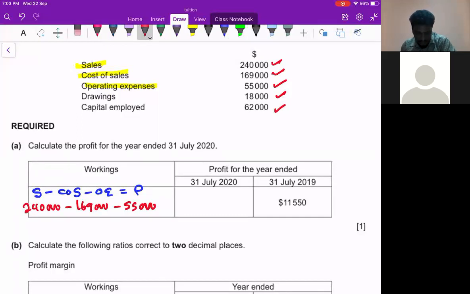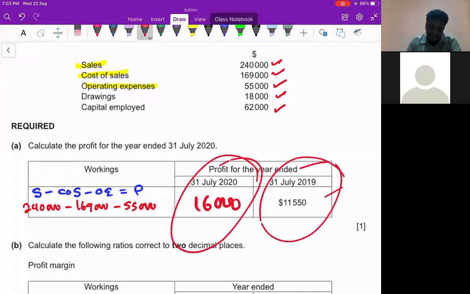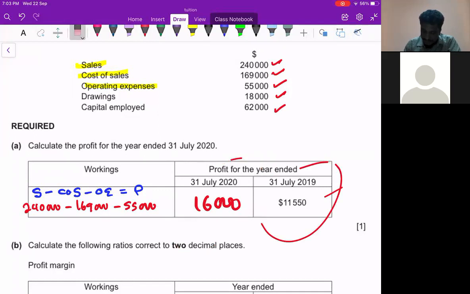240,000 minus 169,000 minus 55,000. I get 16,000. 16,000 is my profit. Okay, they gave me this year's profit. They gave me last year's profit also. So maybe later they will ask me to compare. Okay, so next one.